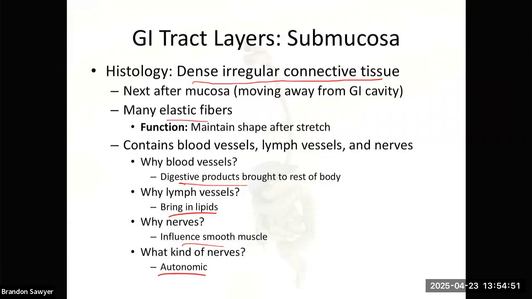Okay, so this whole submucosal layer has the stretchy elastic fibers, but then just a bunch of space there, that loose areolar connective tissue that houses all of these types of vessels and nerves. Okay. Questions on that one? Good, yeah. Andrew?